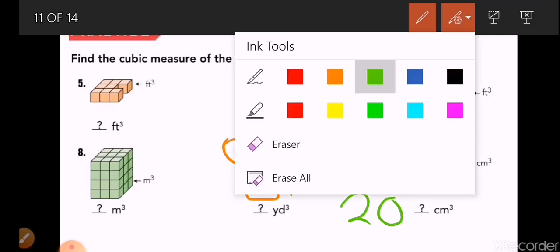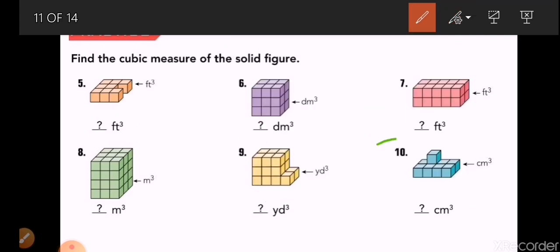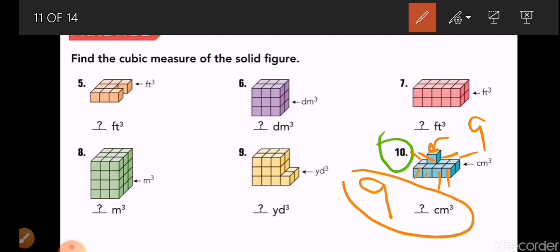Okay, let's do another one. Number 10. Is it regular? No, because here we have this one, not a complete column, yes? Okay, so this one is easy to do by counting. Let's count together. 1, 2, 3, 4, 5, 6, 7, and below this one there is 1, 8, then the one which is above, so 9. So you have 9 centimeters cubed, and so on.